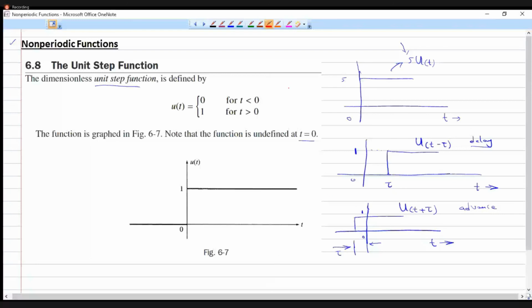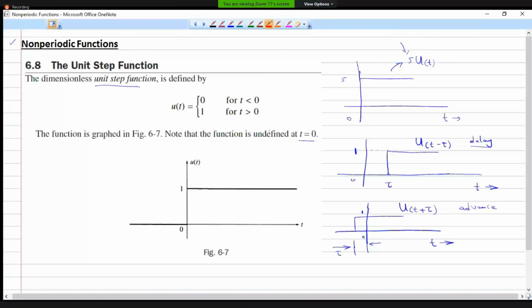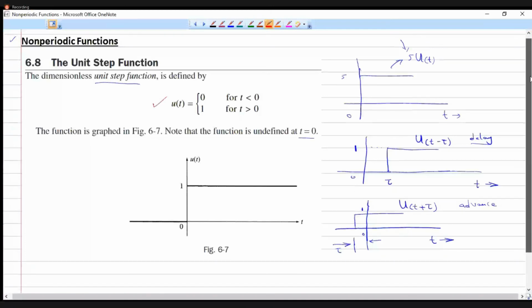And towards the later part of the class, we started with non-periodic functions. The most common function is the unit step function, which is defined like this. It has a value equal to 0 for t less than 0, and a value equal to 1 for t greater than 0, and it is not defined for t equal to 0.